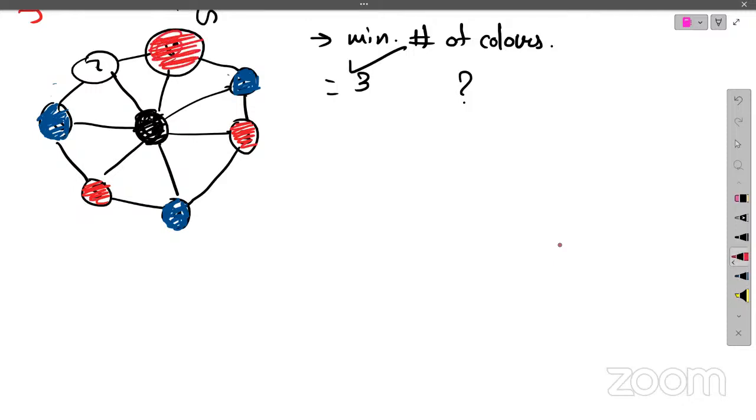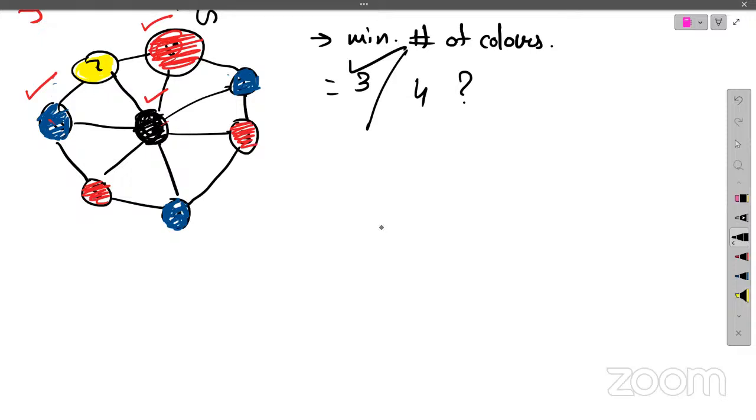We can assign red here, but again, we cannot assign red, blue, or black to vertex number 7, because 7 is connected to this vertex which has color blue, 7 is connected to vertex number 1 which has color black, and 7 is connected to vertex number 8 which has color red. So we have to introduce a new one. We can use yellow. So that means the answer will change from 3 to 4.